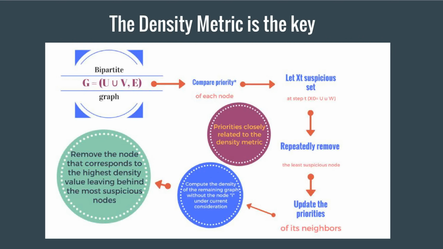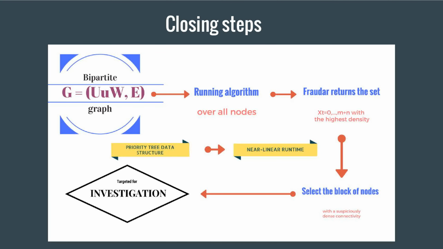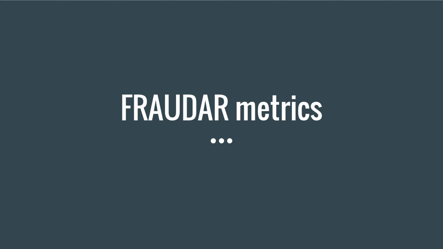FRAUDAR has a camouflage-resistant density metric to detect suspicious nodes and unexpectedly dense regions, such as a product with unusually high user reviews. Choosing an appropriate data structure, the algorithm runs with a near linear time complexity. The class of metrics defined for FRAUDAR allows for a theoretical upper bound to undetectable fraud and camouflage resistance. We now examine how the authors carried out their experiments.